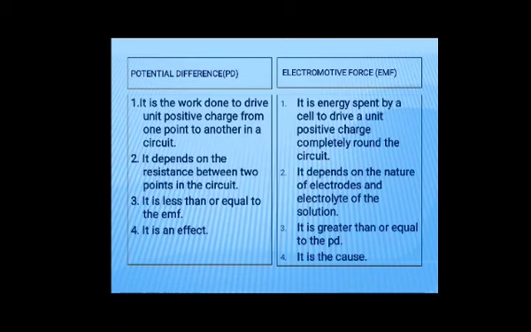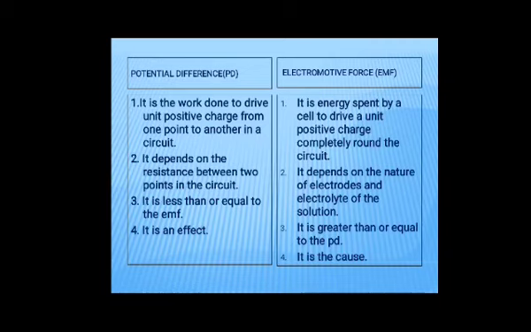Now let us see the difference between EMF and potential difference. EMF is energy spent by a cell to drive a unit positive charge completely round the circuit. Potential difference is work done to drive unit positive charge from one point to another point. EMF depends on the nature of electrodes and electrolyte of the solution. Potential difference depends on the resistance between two points in the circuit. EMF is greater than or equal to potential difference. Definitely potential difference must be less than or equal to EMF. EMF is the cause, potential difference is the effect.